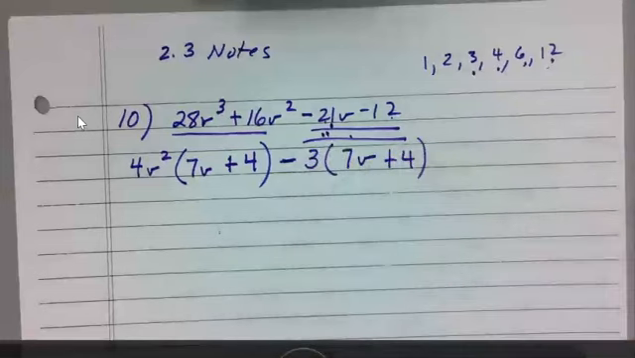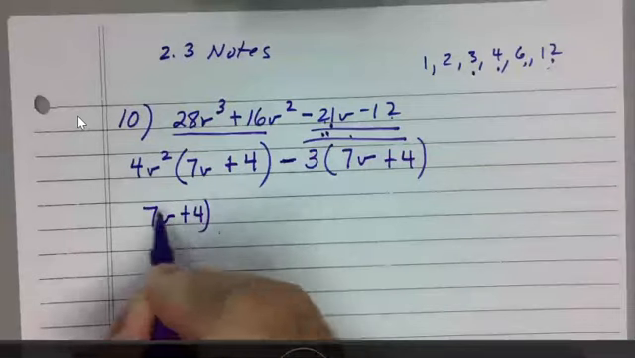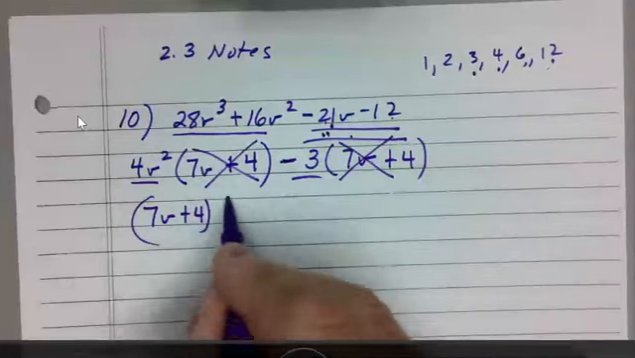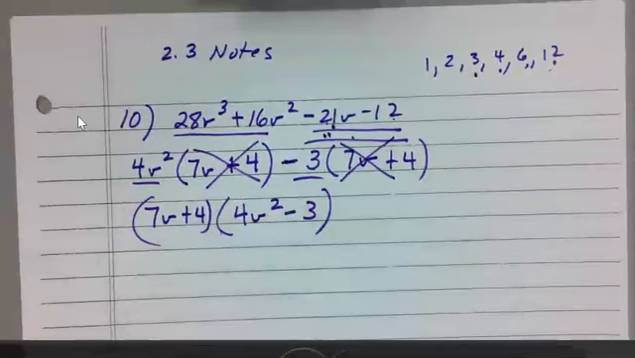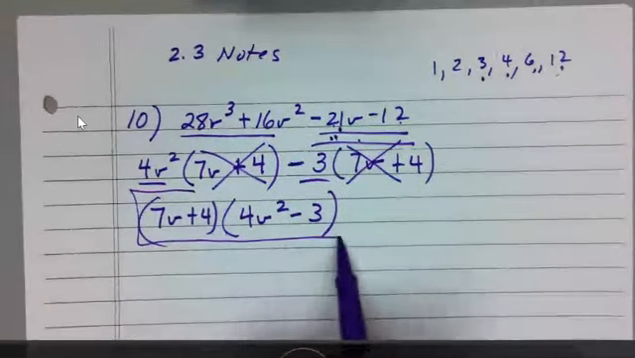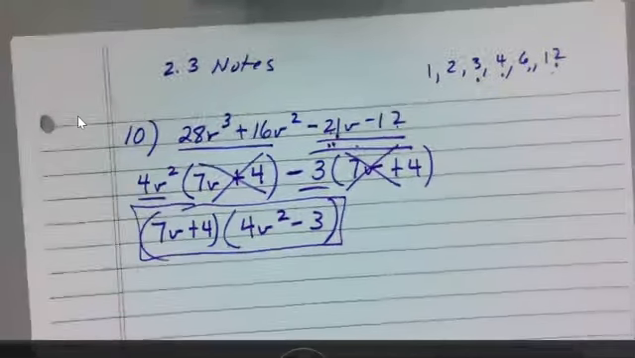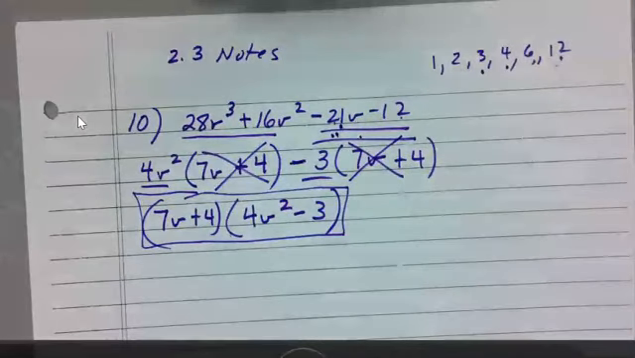So then that ends up giving me 7V plus 4. And then those two are the same. I can factor those out, and that leaves me these two left over, which would be 4V squared minus 3. Is it getting any easier? I can't tell. This is different, isn't it?